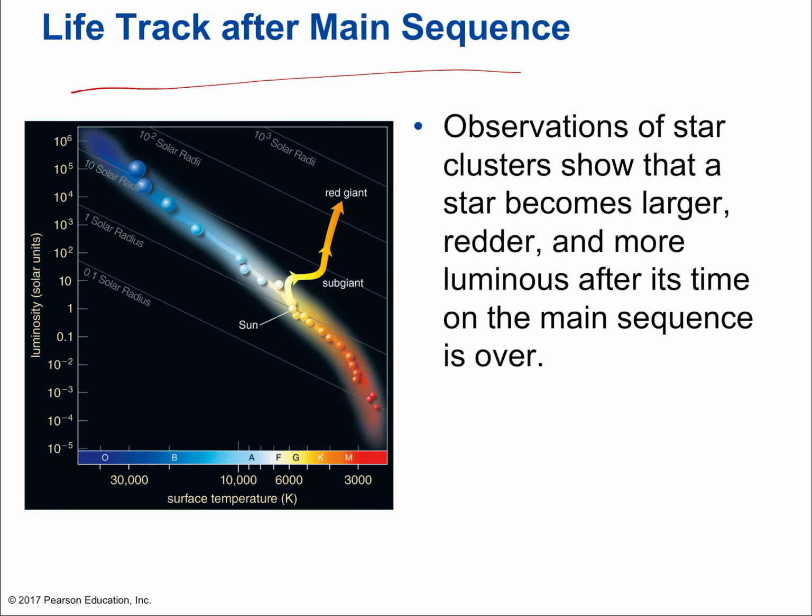So, the life track after the main sequence. For low-mass stars, observations of star clusters show that a star becomes larger, redder, and more luminous after its time on the main sequence. Notice, we're going up in luminosity, going down in surface temperature, which is the redder part, and going up in size. In other words, movement overall to the upper right is meeting all of these criteria: larger, redder, and more luminous.